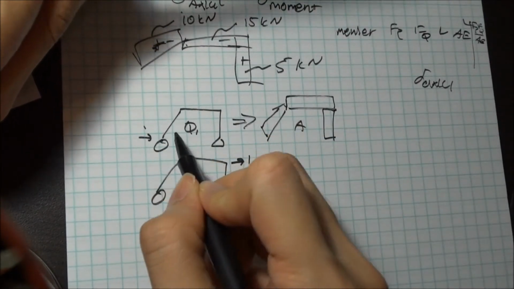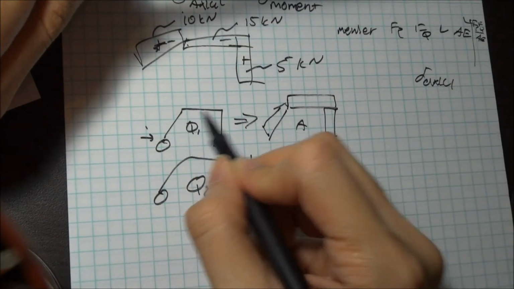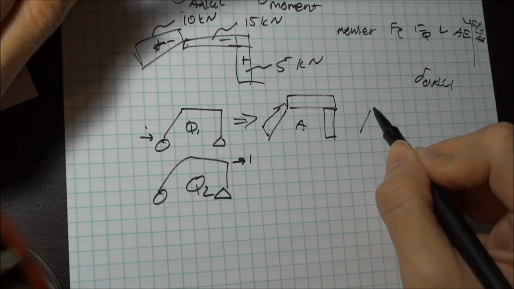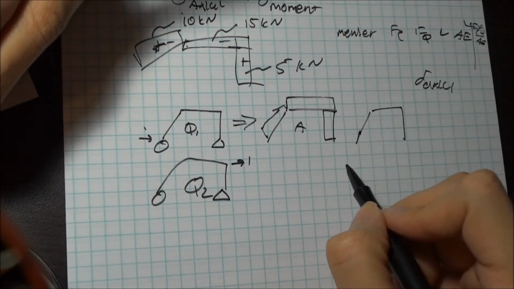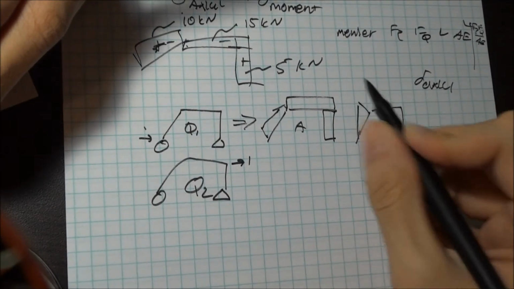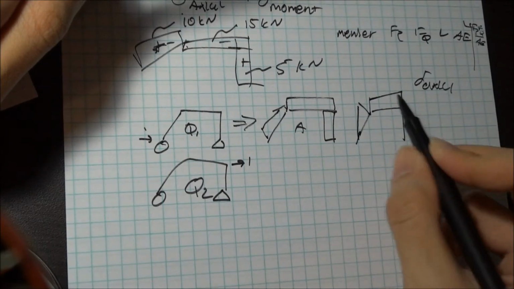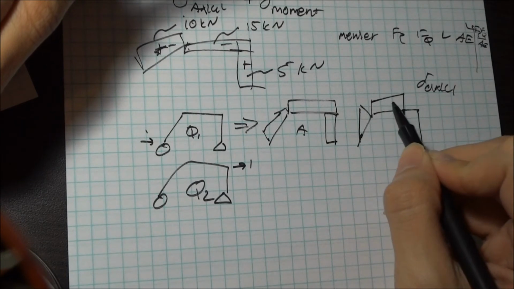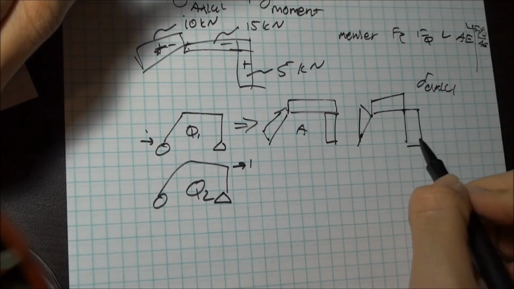So I applied my virtual force. I needed to find the axial forces in each one of my members. I need to draw the axial force diagram. I also needed to draw a moment force diagram for each of my members. My moment force diagram might look something like this. Right? This is a rectangle, a trapezoid, and a rectangle.